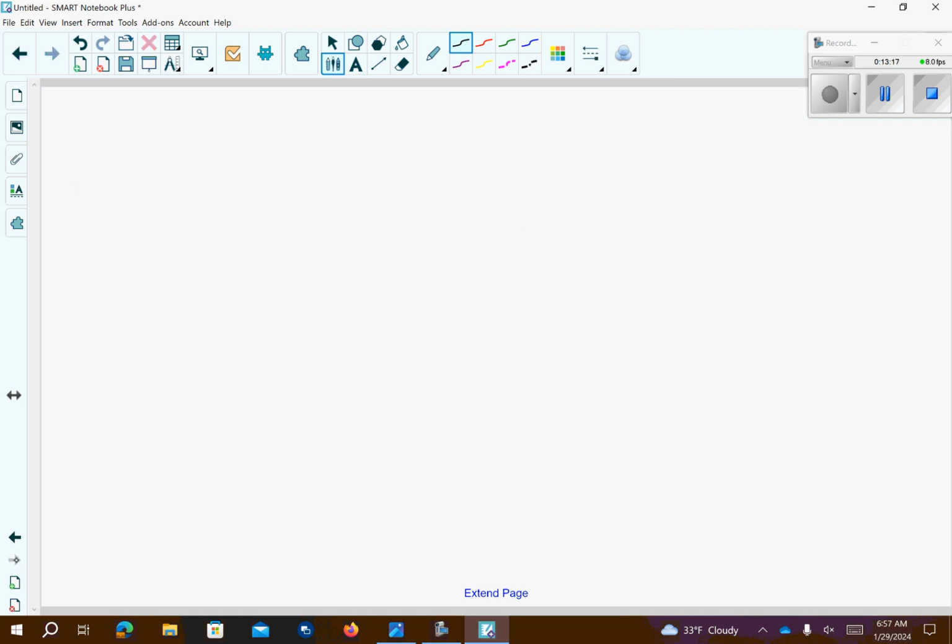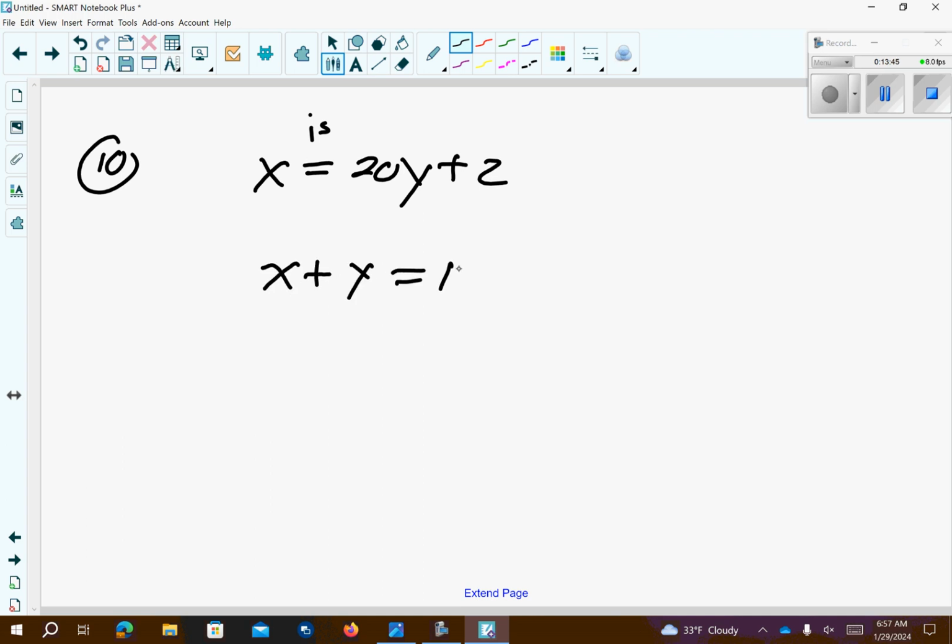And then the last problem, number 10, it says one number is 2 more than 20 times the other number. The sum is 117. Find the 2 numbers using a system of equations. So I have x and y, says one number is, the word is equal, 2 more than 20 times, so 20 times y plus 2. The sum of the numbers, x plus y, is equal to 117. So now we can go ahead and solve this. Substitution, plug it in there.